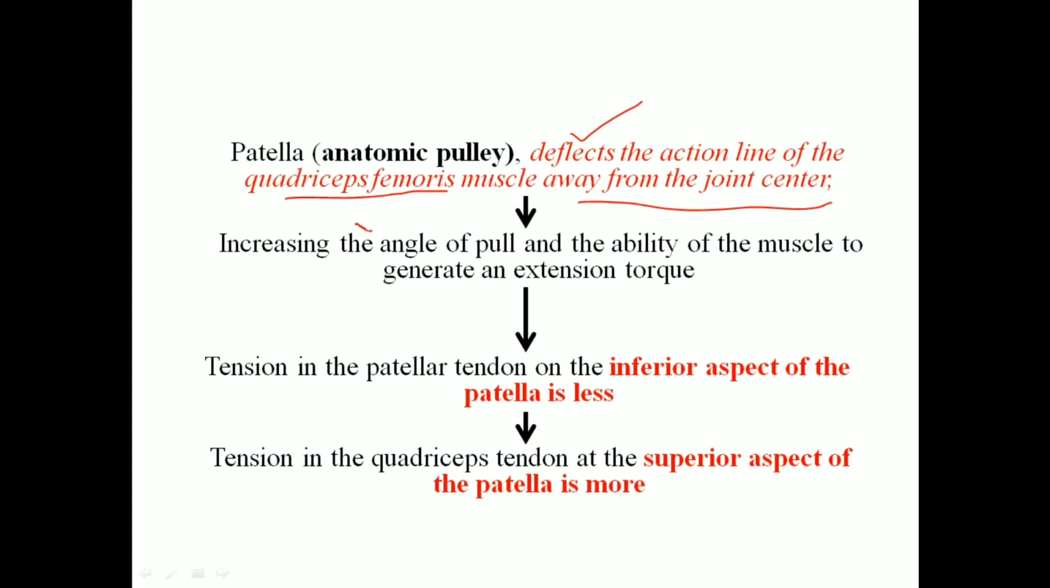Okay, so the angle of pull is increasing. Due to this, the quadriceps muscle is able to generate an extension torque. Now the tension in the patellar tendon on the inferior aspect of the patella is less, and this tension is more on the superior aspect of the patella. Let us see via the diagram how it is going to happen.